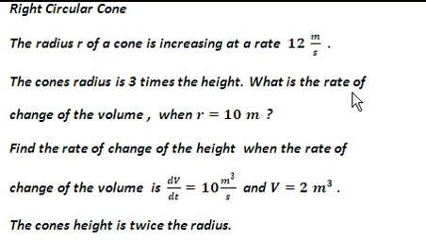But anyway, it says, what is the rate of change of the volume when r is equal to 10 meters? So the rate of change of volume, we're looking at dV over dt. That's what we want to find. And then, of course, we've got another problem here, but we're going to look at that in just a minute. So we want to find dV over dt. We're given r, which is 10, and we're given dr over dt, which is 12 meters per second. So let's go find dV over dt.